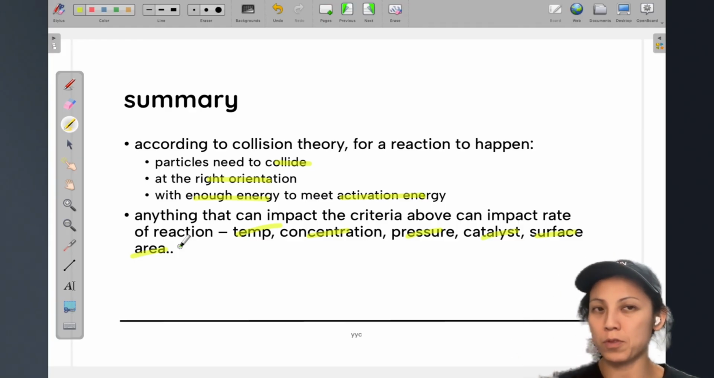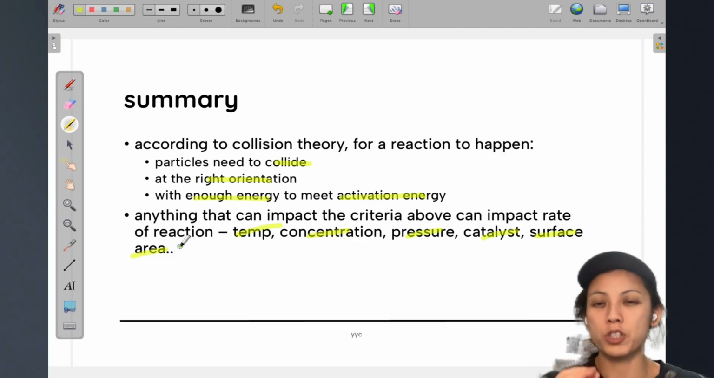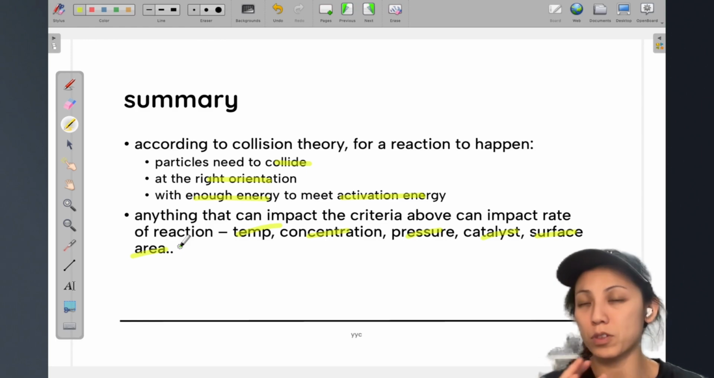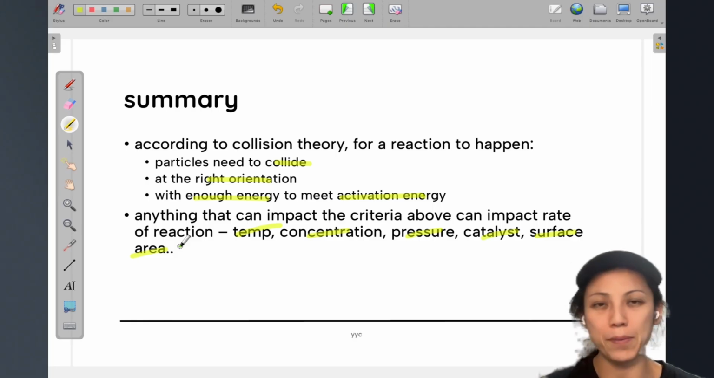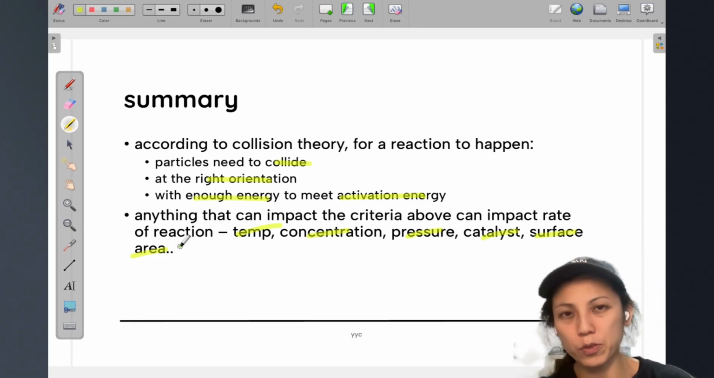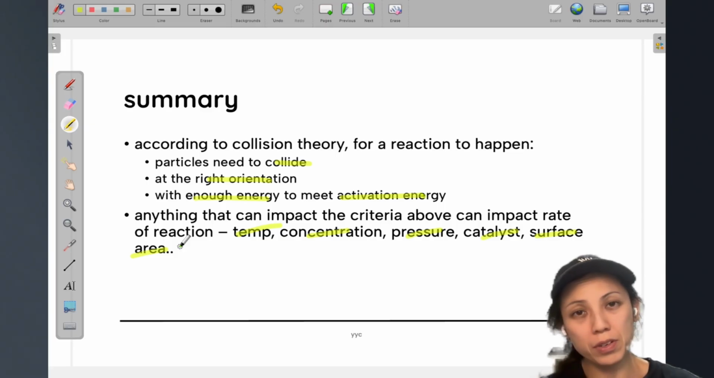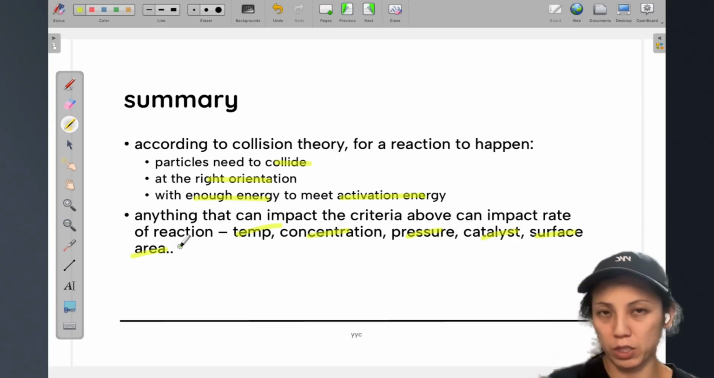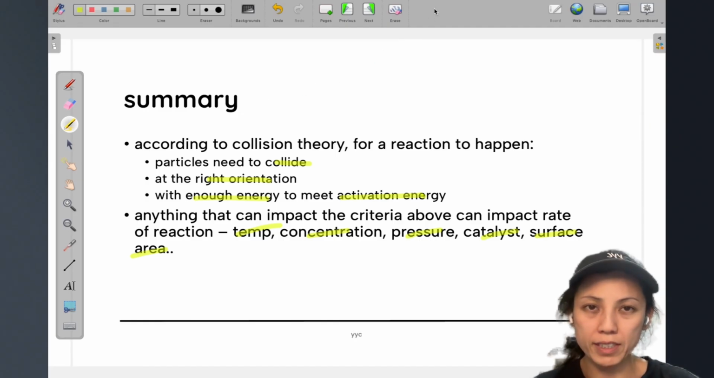Something that I didn't mention before, and if you've made it to the end of this, then I think you deserve this. Just because you have more particles colliding doesn't necessarily mean you have an increase in the rate of reaction. If you still don't have enough energy, it doesn't matter how much you collide, you won't have a reaction. You can have the right orientation every day of the week, but again, if you still don't have enough energy to meet the activation energy, no products will be made. No reaction will occur.